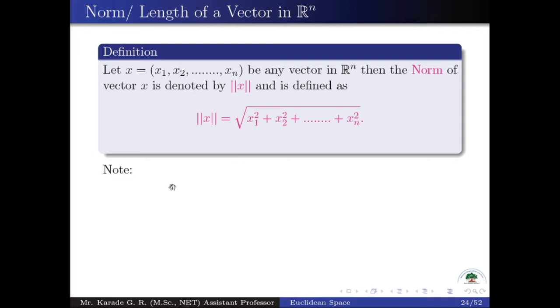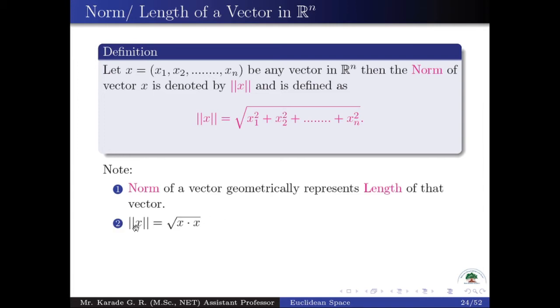So we note some points here. The first point is that the norm of a vector geometrically represents the length of that vector. As we have seen earlier, the norm is nothing but the length of that vector. And this bracketed quantity, as we have seen in the previous lecture, is nothing but the dot product of x with x. So the norm of x is equal to the square root of the dot product with itself. This is another definition we can say for the norm of a vector. The norm of vector x is equal to the square root of the inner product of x with itself. We can say it like this also.